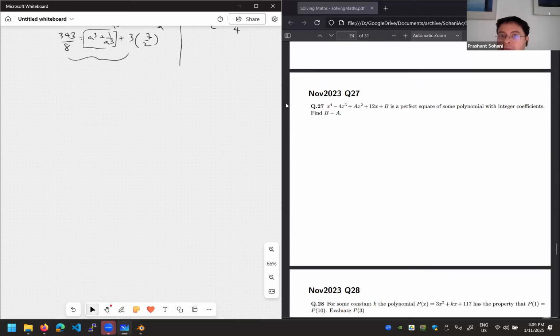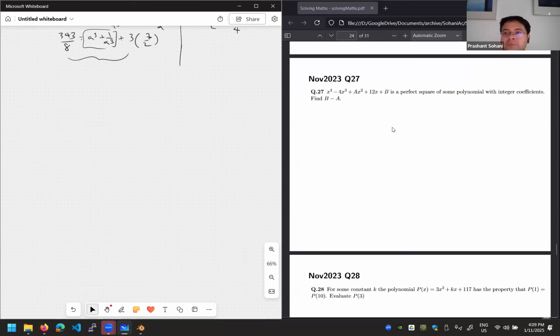Okay, but anyway, question 27. What is given is some expression, and what they have told is that this is the perfect square of some polynomial. Okay. So can somebody suggest how we can proceed?